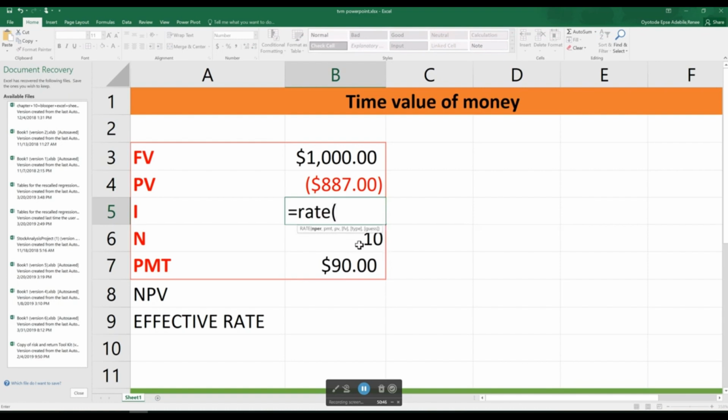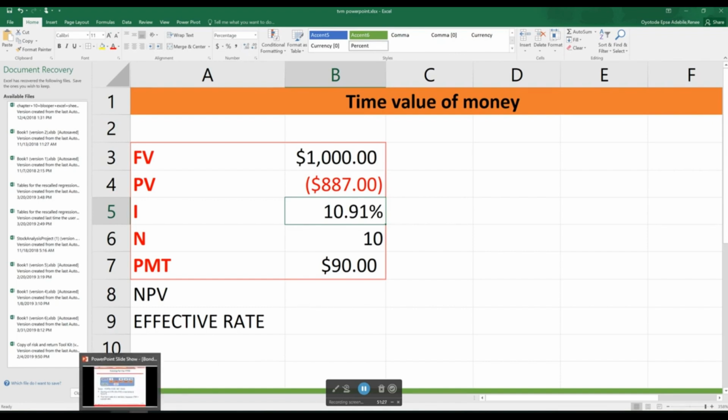It's going to ask you for the number of periods, here 10, the payment 90, the present value 887, the future value 1000, and it will ask you if it's an end of period or beginning of period. We assume it's an end of period, so 0, and you close the parentheses. You don't have to put in any guess. Excel will calculate directly. So you press enter. Excel will find an interest rate of 10.91%, which is exactly the same as what we found in our Excel from our PowerPoint.